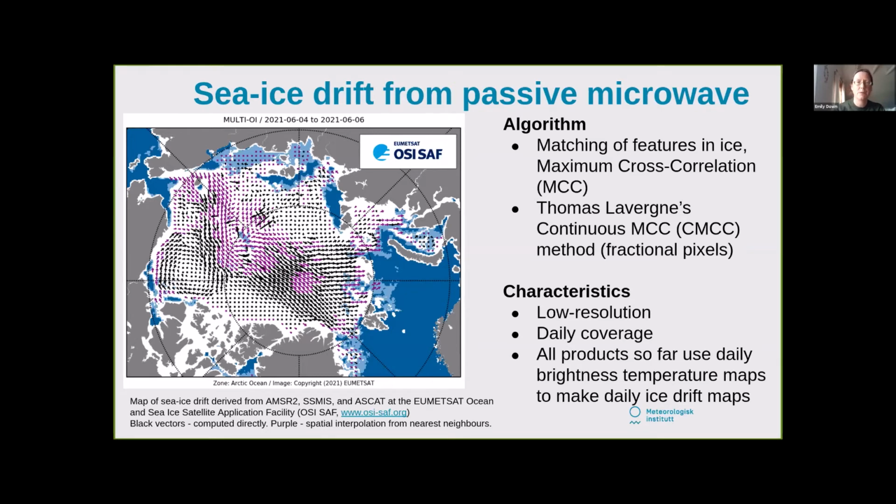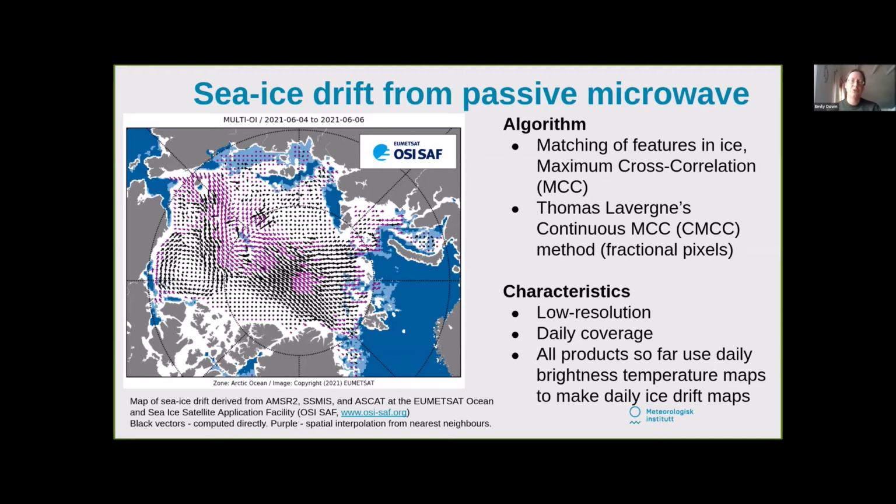And something else about this map is that you notice that there are black vectors and purple vectors. So after the initial cross-correlation, there's a quality control step where rogue vectors are identified and replaced by interpolation. So this is a summer season map, and sea ice drift calculated from passive microwave is less reliable in the summer. So you can see that there are quite a lot of purple vectors where they've been interpolated.